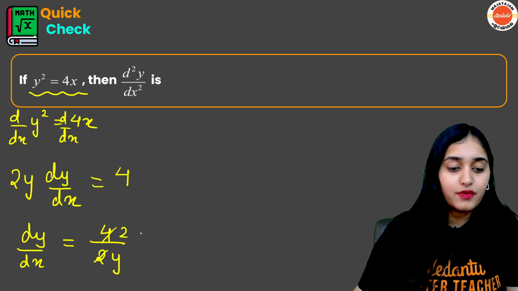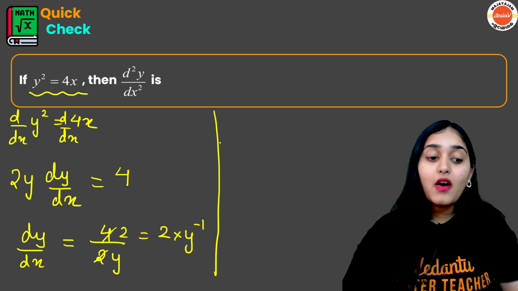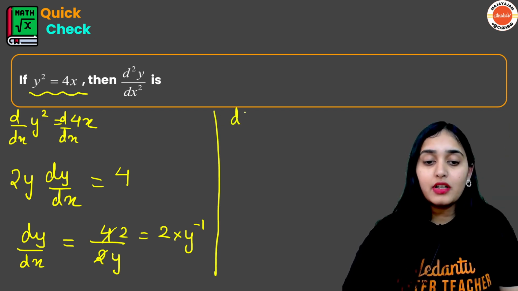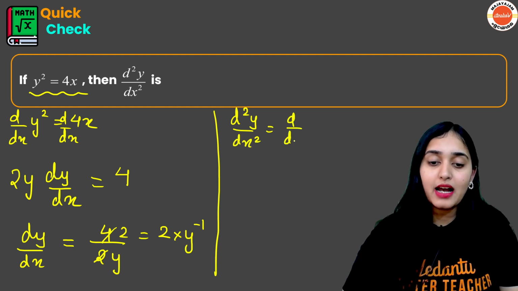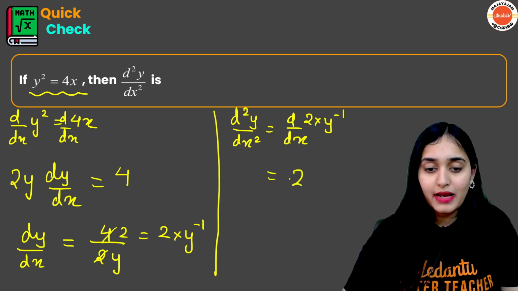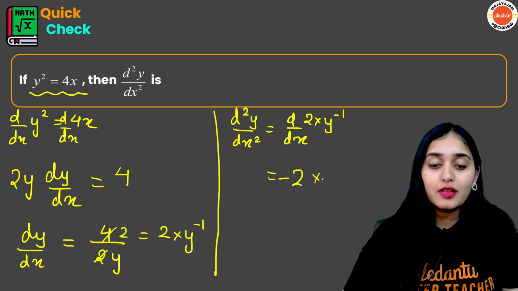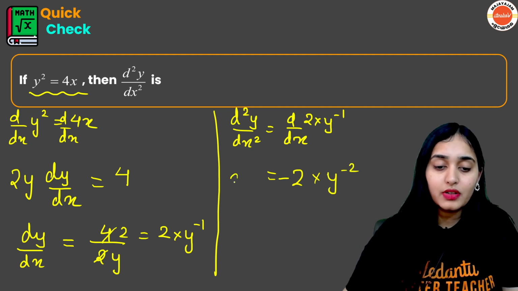So 2 2s are 4. This is 2 into y to the power minus 1. This is dy by dx. Now again you differentiate it. So d square y by dx square will be differentiating again 2 into y to the power minus 1. So 2 will remain 2, minus 1 will come in front, and then adding minus 1 it will be basically y to the power minus 2. So now you get d square y by dx square value.